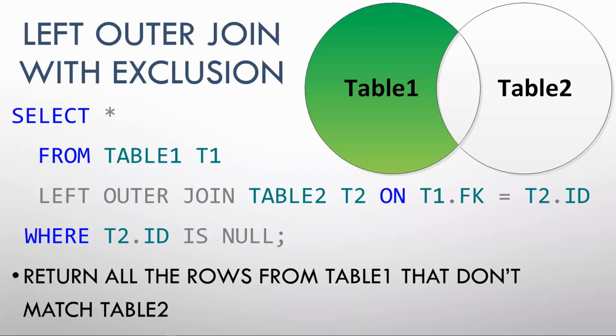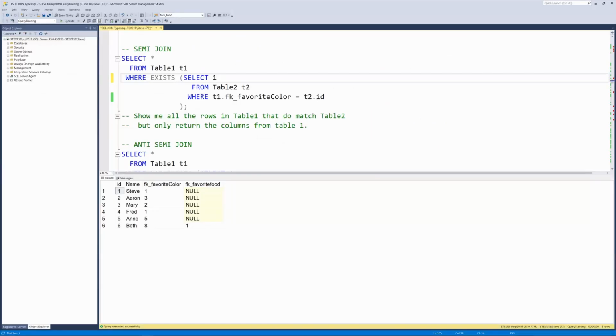So next we have the left outer join with exclusion. And this is one of my favorite ways to find missing data. What this is going to do is just like the left outer join we did before, but we're saying where the ID from table 2 is null. So that's going to return all the rows from table 1 that don't match in table 2. So let's take a look at that.